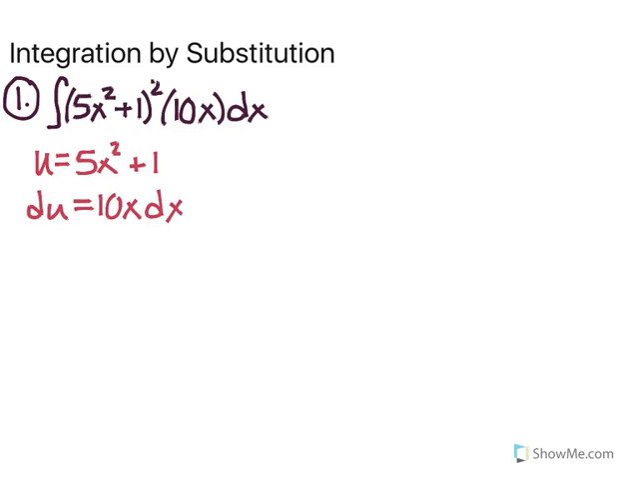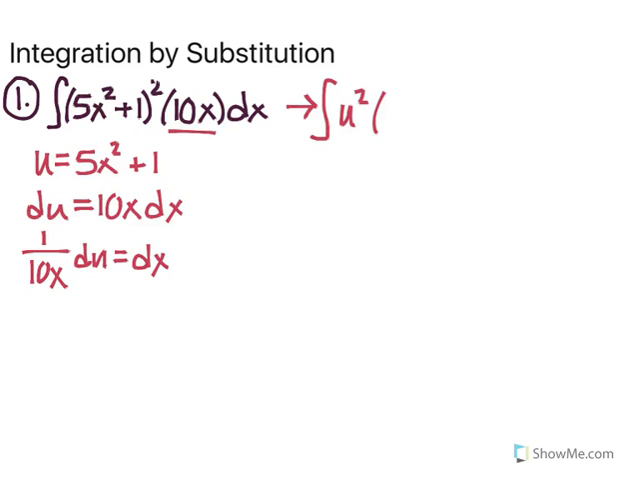And now, if you choose, you can solve for dx here. So that means we're going to divide both sides by that 10x. So that's going to give me 1 over 10x du equals dx. And now we're going to go into our integral and re-substitute these terms in there. So integral, now the first term we substituted with u, so that's now going to be u squared. We still did not have anything initially to resubstitute 10x with, so we're going to leave that as is. So 10x. Now dx is going to be replaced with 1 over 10x du.